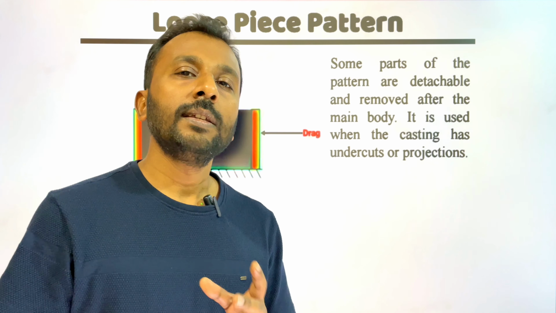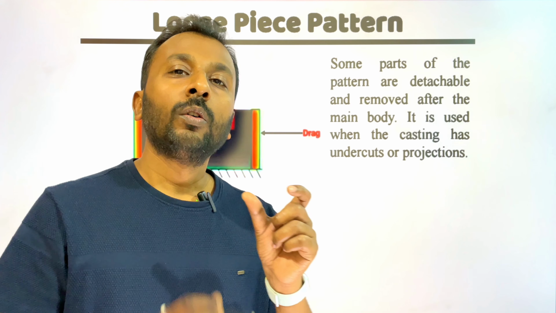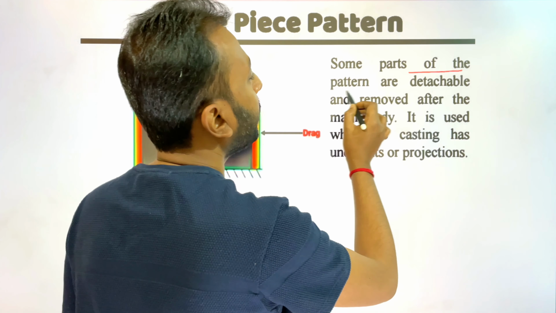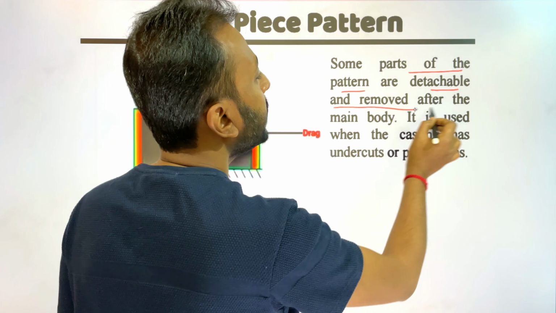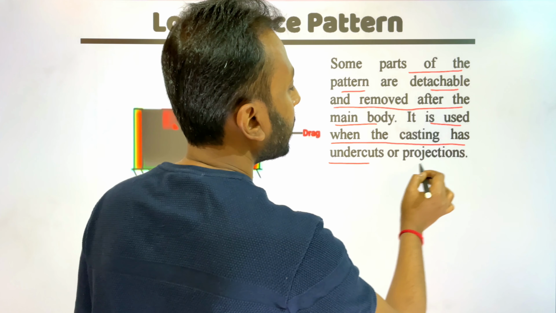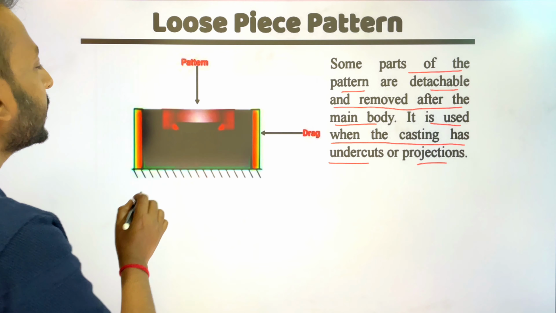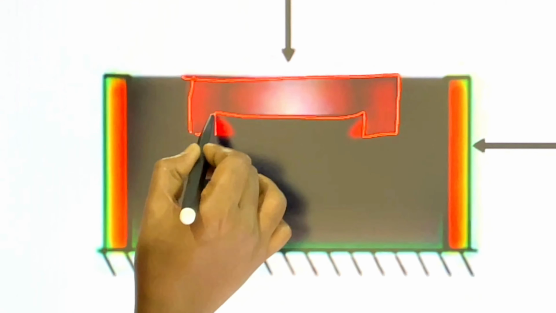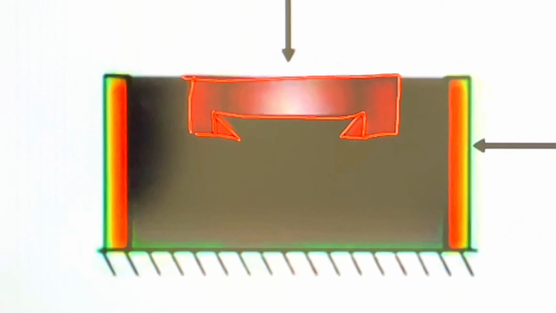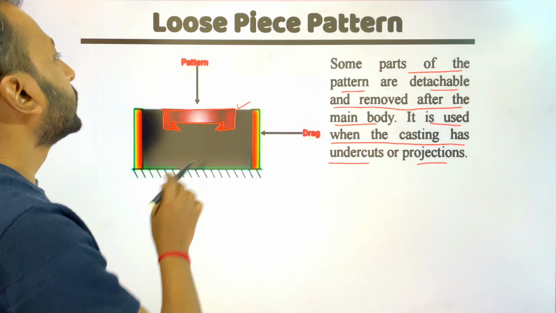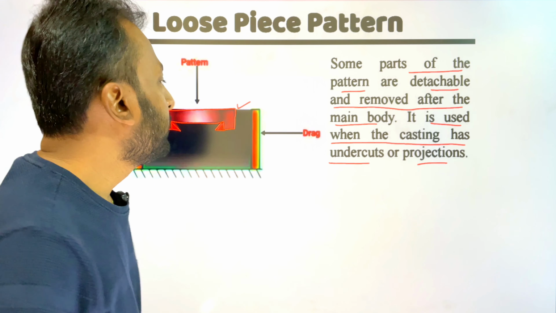The next one is loose piece pattern. The pattern has loose pieces attached to it. Some parts of the pattern are detachable and removed after the main body. It is used when the casting has undercuts or projections. In this figure we can see the main pattern, and here we can see triangular portions here and here. These are the loose pieces. The main pattern has loose pieces attached to it, so that's why this is called loose piece pattern.